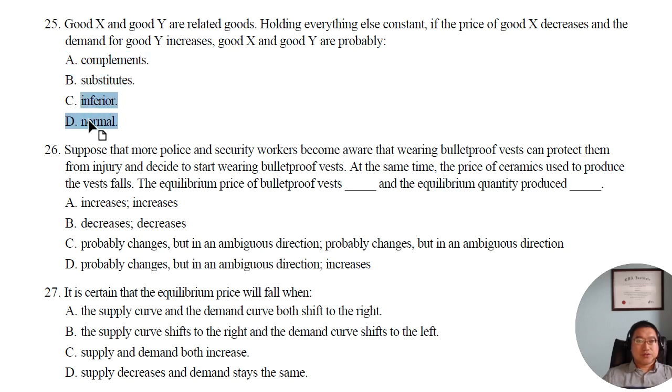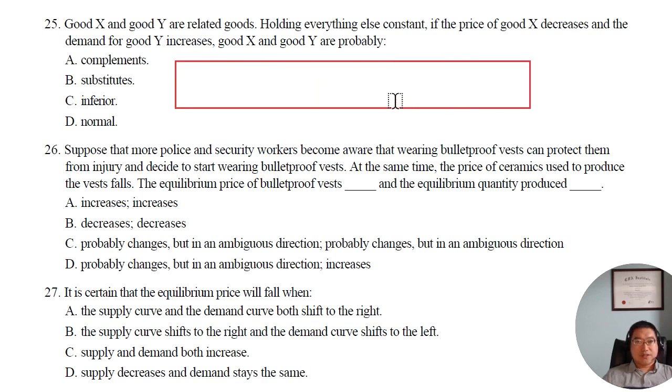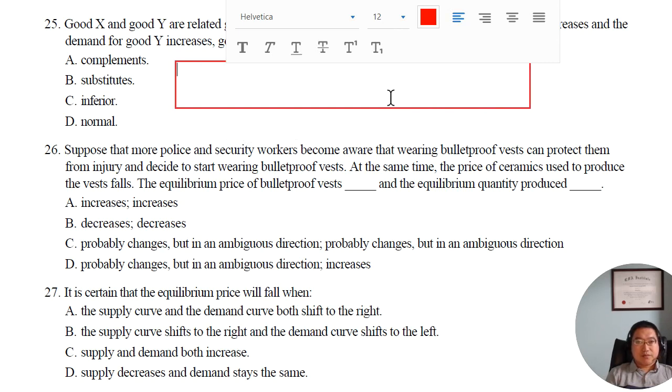The inferior goods, normal goods concept is only related to what? Income. Okay, and let's write down some notes to do the reasoning. Writing notes is very helpful.